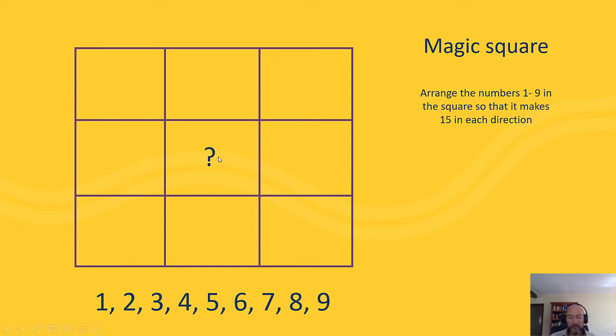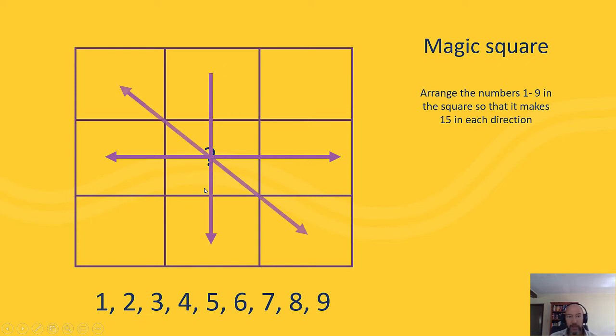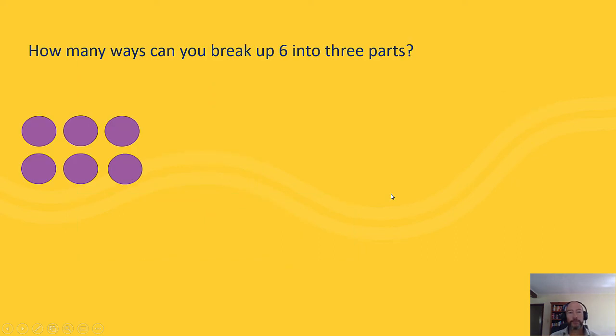What about the number that's in the middle? How many times does that have to be involved in making 15? Let's see. Well, it has to make 15 across here, up and down, diagonally this way, and diagonally this way. So that means it has to be involved in making 15 4 ways. So that's interesting. Top corner has to be able to make 15 3 ways, sides only 2, and middle 4.